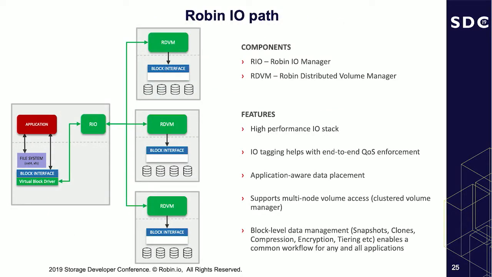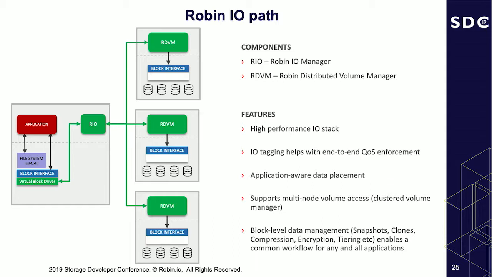So let's see how an IO is handled in the Robin stack, right? The Robin software exports the storage for the Kubernetes pods as a block device. We make it available on that node because pods assume that there is local storage available, that the storage should be locally available on that node. We expose ourselves as local storage, as block storage on that node, right? And the application manager formats the file system as required by the application and mounts it into the pods.